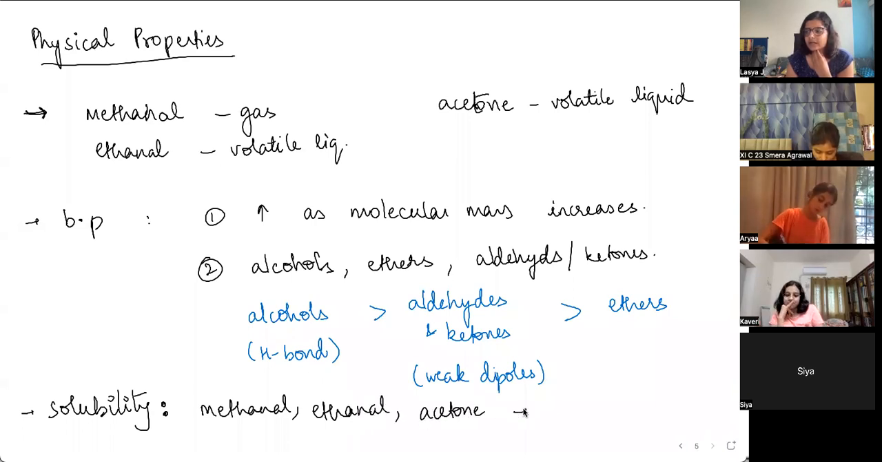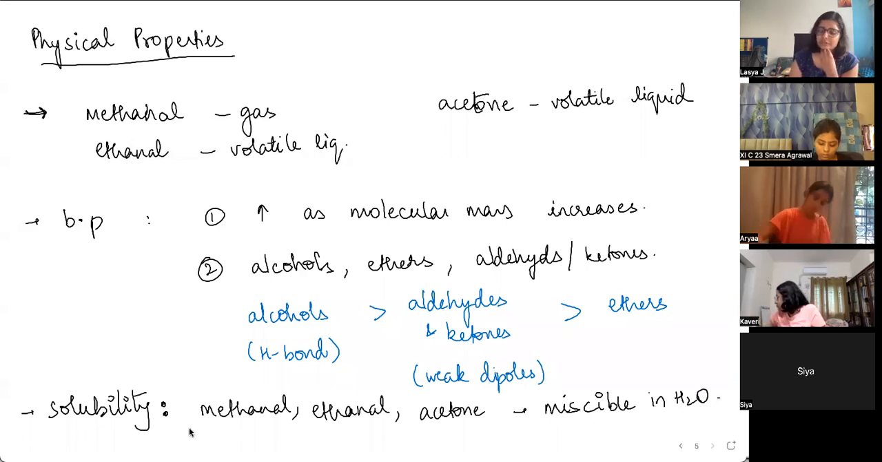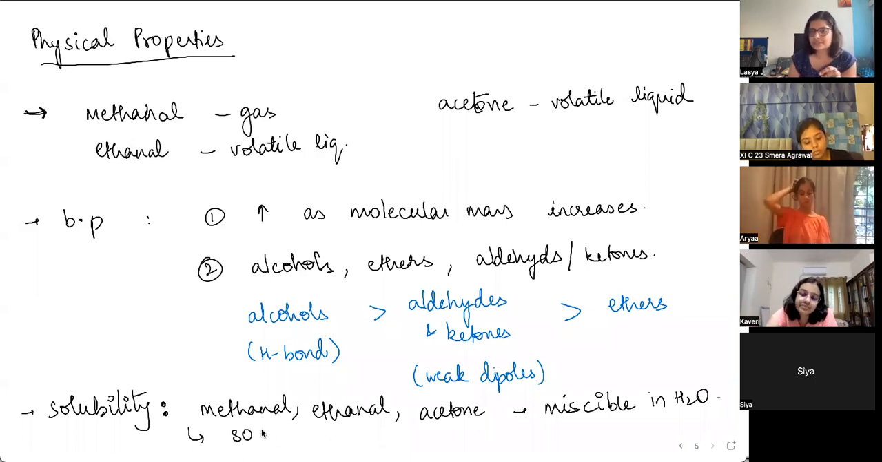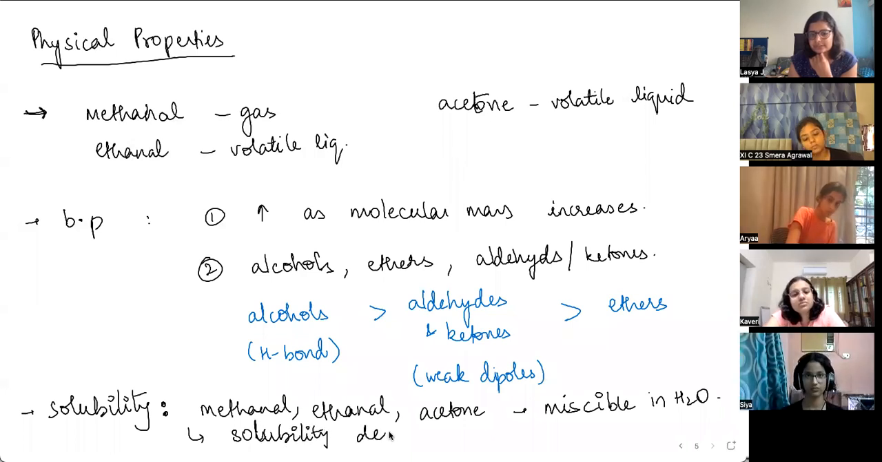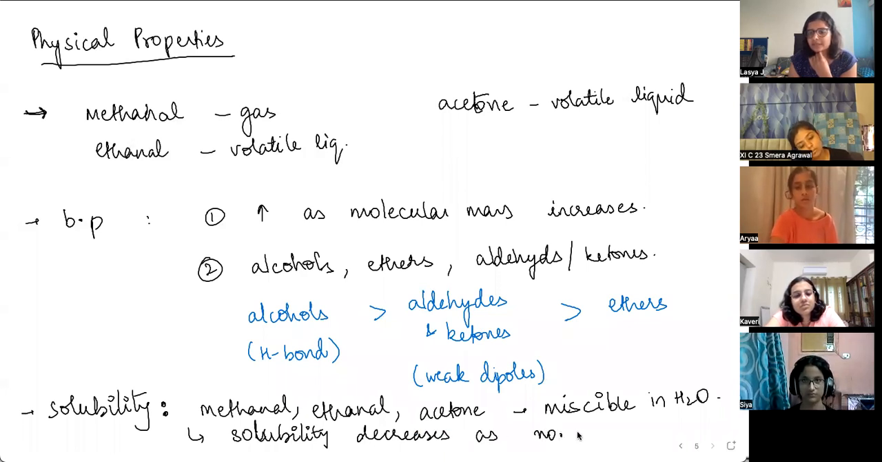These three are miscible in water, to use the technical term. And the solubility decreases as, guys, are you able to see, or should I write it on the next page? Visible, right? Okay. So solubility decreases as the number of carbon atoms increases.